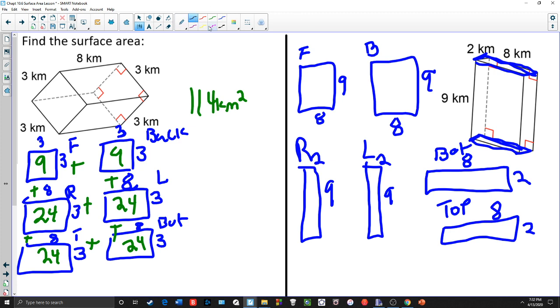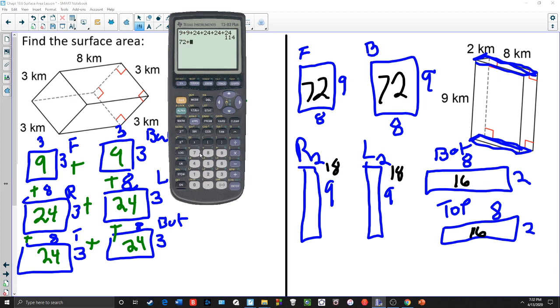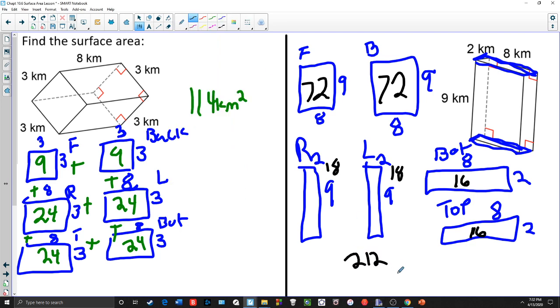And so I just, again, figured out the areas of all the shapes and put them together. So 9 times 8, that's going to be 72 for both of these. 9 times 2 is 18 for both of these. And then 8 times 2 is 16 for both of these. Again, base times height to find the area of all the shapes. And so then you just add them together. So 72 plus 72 plus 18 plus 18 plus 16 plus 16, and we get 212. And this would be kilometers squared if I'm labeling it correctly.